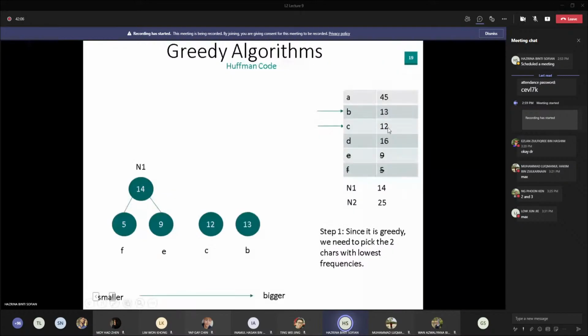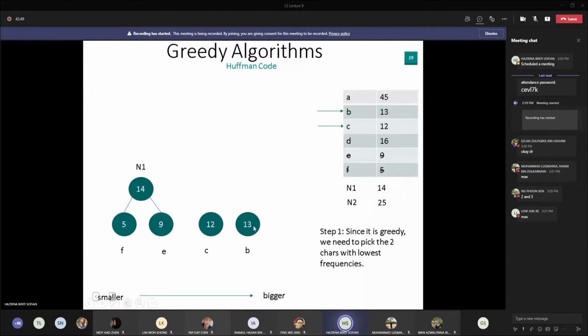So C and B would be the lowest. What we need to do is write the C and B at the tree. The common question is, where do we want to place? My answer is, as it gets bigger, it needs to shift to the right.